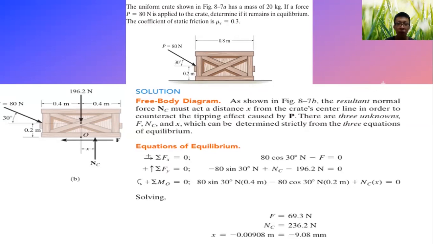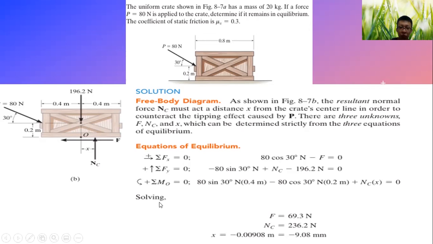First we need to calculate the weight of the crate, which is 20 kg times 9.81, becoming 196.2 Newton. NC here is the normal force to the frictional force. Since the crate is in contact with the surface, there will be friction, and of course a normal force, which is perpendicular to the friction. So first of all we do the same thing: we calculate Fx and Fy, and then we get this.